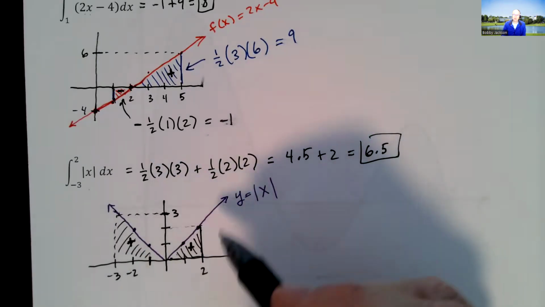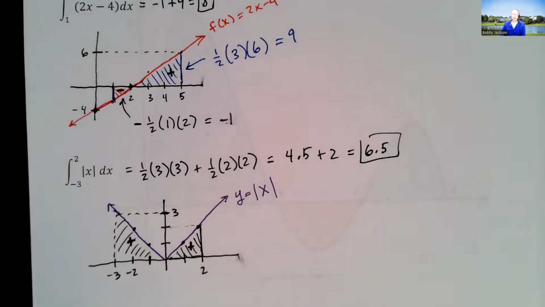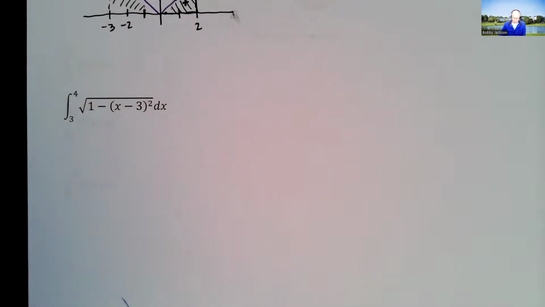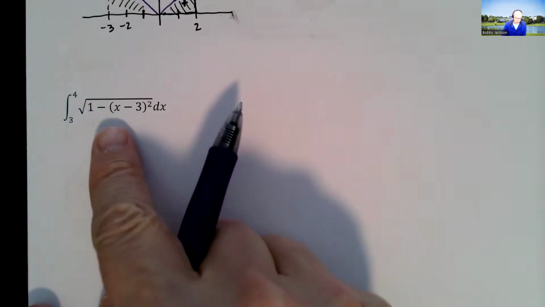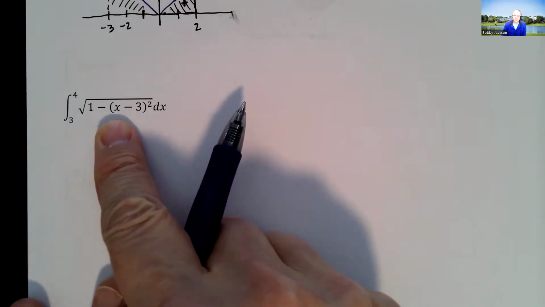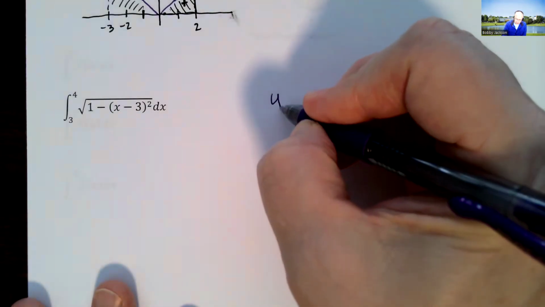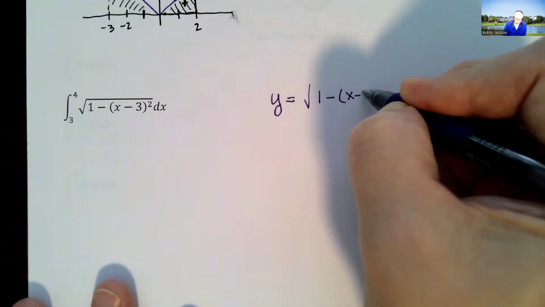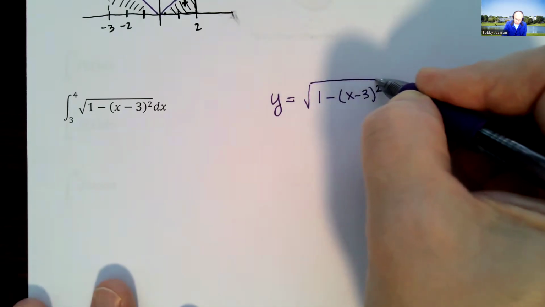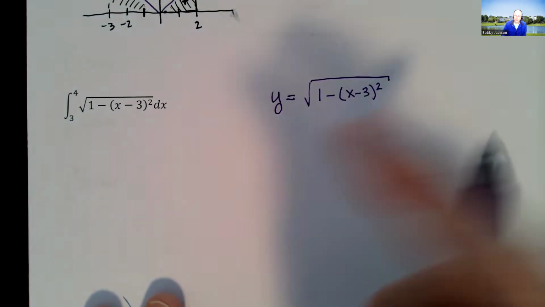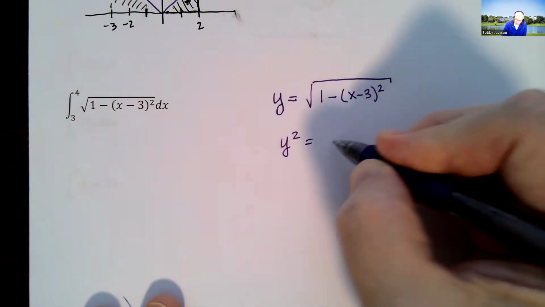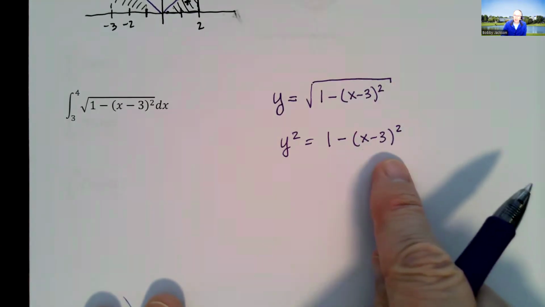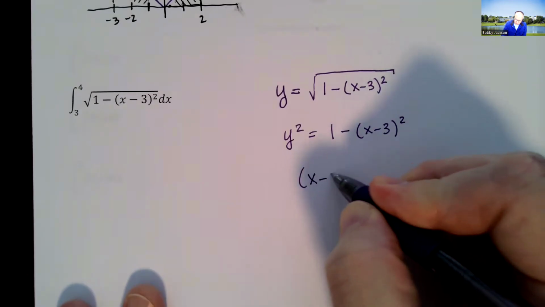If you had a constant function, for instance, you could get a rectangle or a square, and find the area of those. There's a little more complicated one here. What's this one? The integral from 3 to 4 of this function. Oh my gosh, what's that look like? Let's just take a look at this. Let's call this function y. Okay, and then let me square both sides. And then let me add the x minus 3 squared.